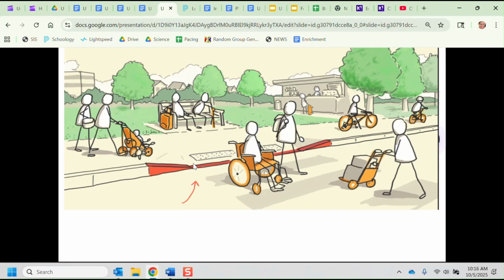And if you look here, we have a ramp. So this inclined plane or ramp will actually require less force for people to get up and over to the sidewalk. So just a reminder, we do use simple machines, and those help us reduce the amount of force required so that we can make life easier.